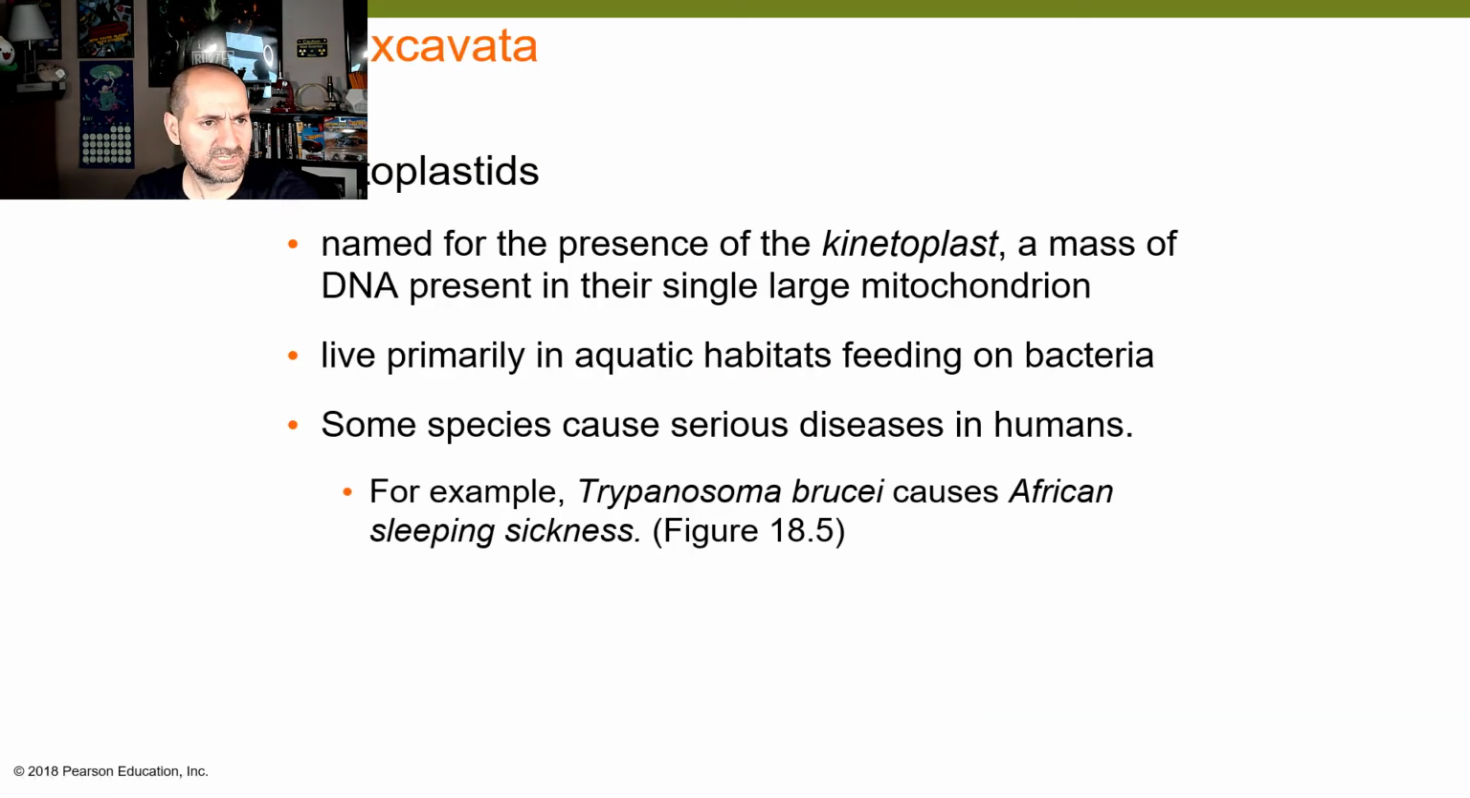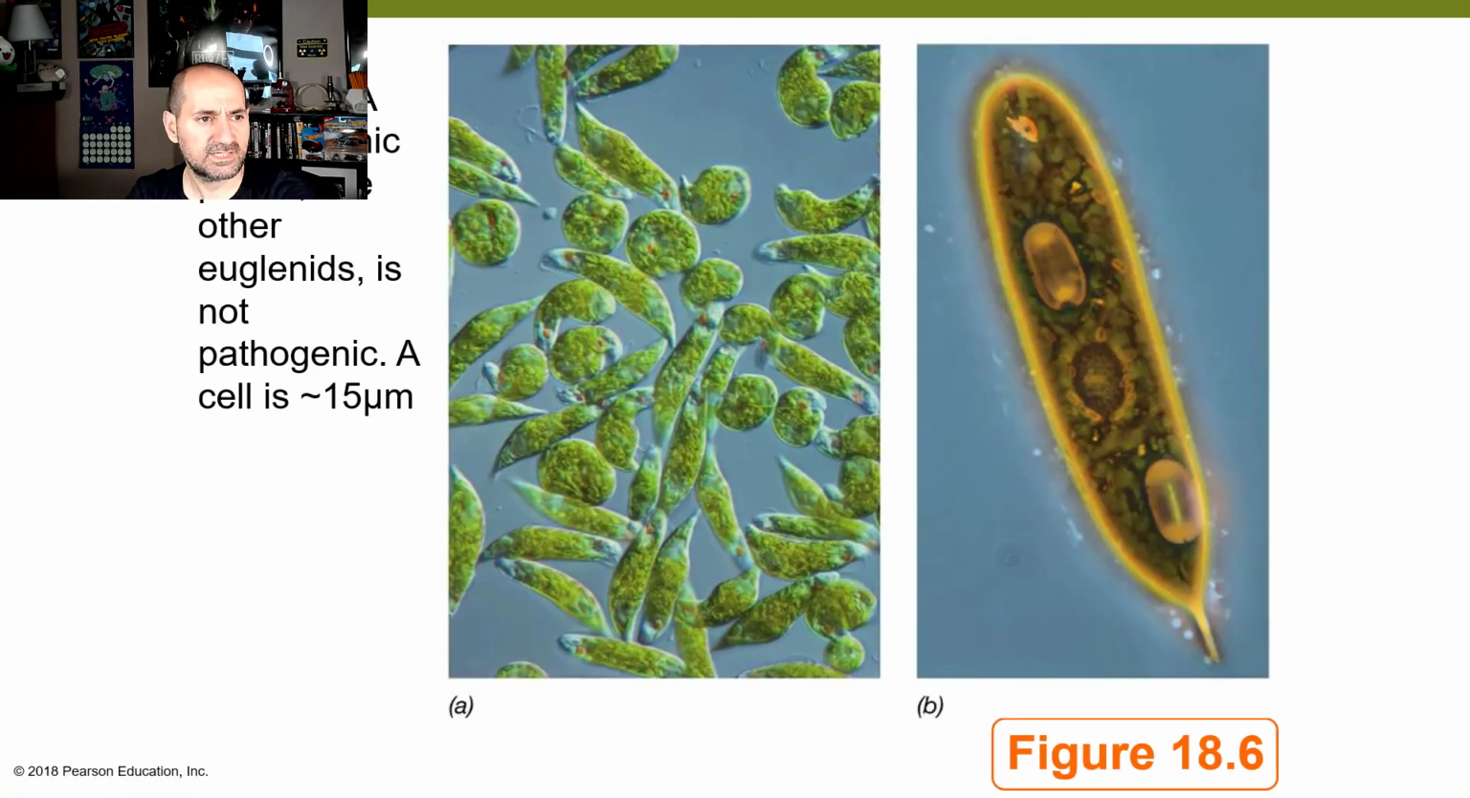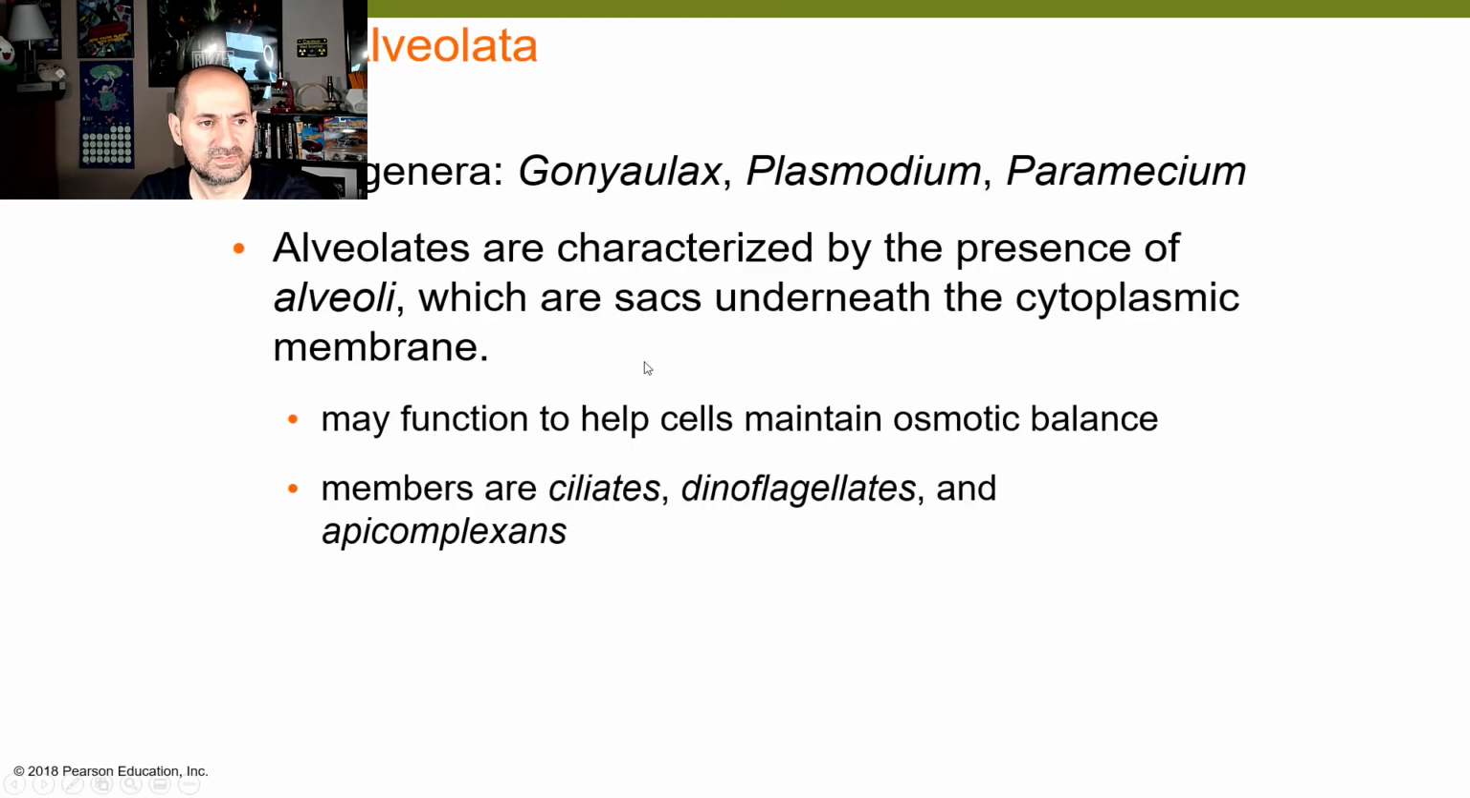And then we looked at the kinetoplastids, and the example I wanted you to know here was Trypanosoma brucei, which causes African sleeping sickness. You should know that Trypanosoma causes African sleeping sickness. Euglenids, these are non-pathogenic. Euglena is a great example of a euglenid that you should know about. It is a phototrophic protist, so it undergoes photosynthesis.